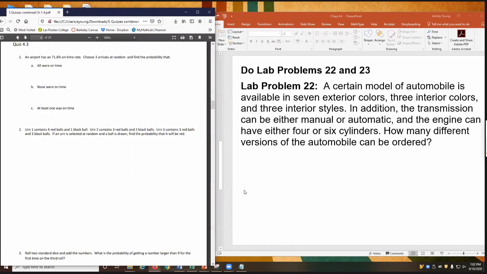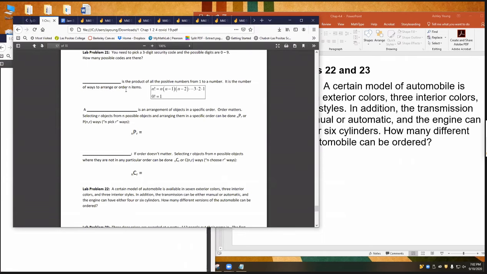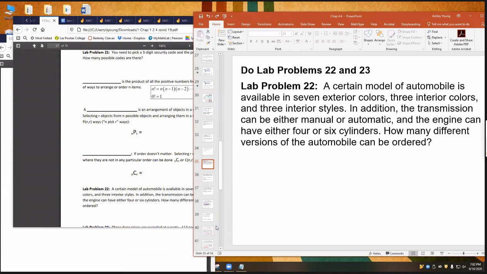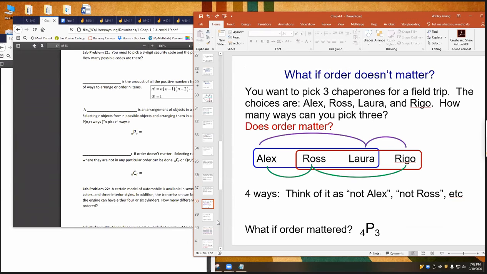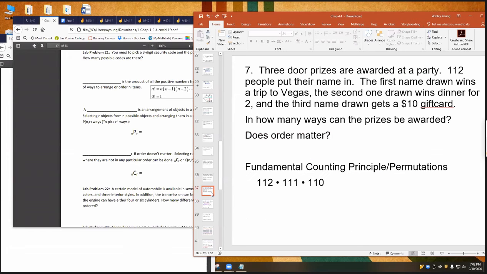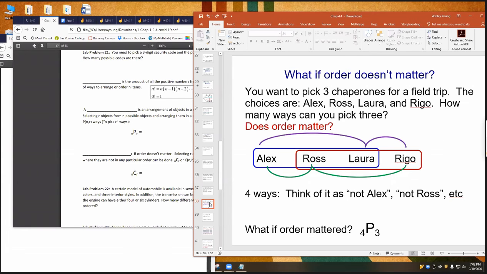All right. Now we're going to talk about if order doesn't matter. So, this is a bit prettier. You can take a look at that too if you want. All right. What if order doesn't matter?